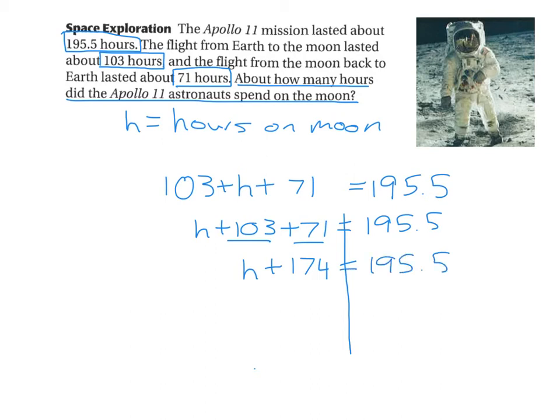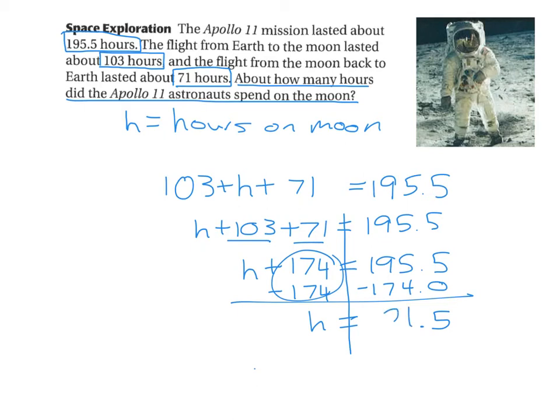195.5. And now all I have to do to solve this equation is subtract 174 minus 174, and I can put 0.0 there. So it's going to give me 0 over here. I have h equals 5 minus 0 is 5. Decimal point comes straight down. 5 minus 4 is 1. 9 minus 7 is 2. 1 minus 1 is 0. So h, the amount of time they actually spent on the moon, was 21.5 hours.